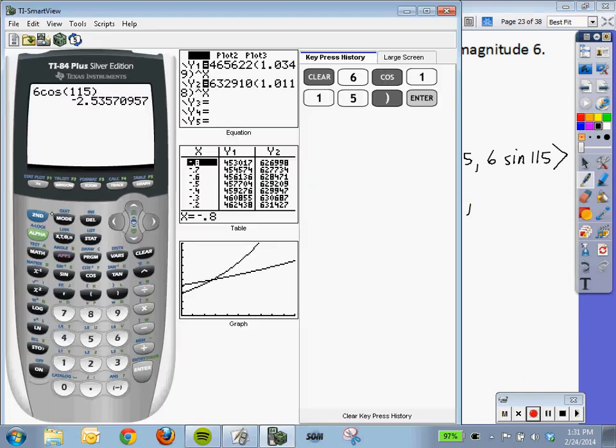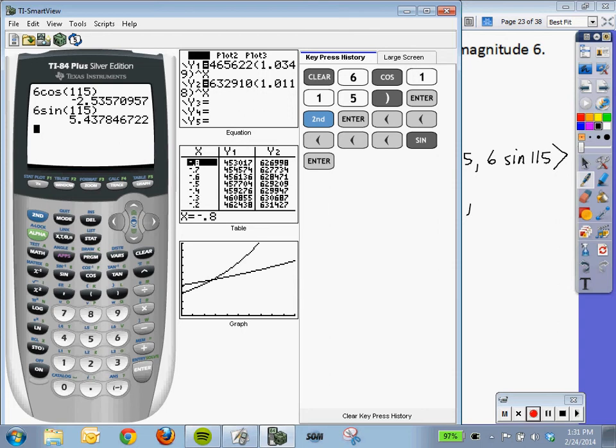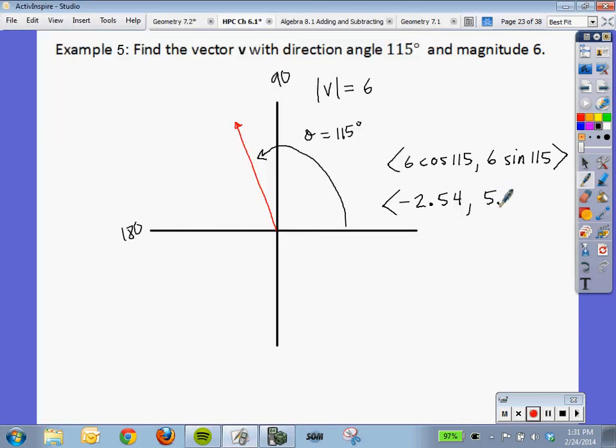And then let's go ahead and do this with sine. I'm going to do a second enter, and then scroll over the cosine and hit sine, and then hit enter. So 5.44. All right, so there's our component form given our magnitude and direction.